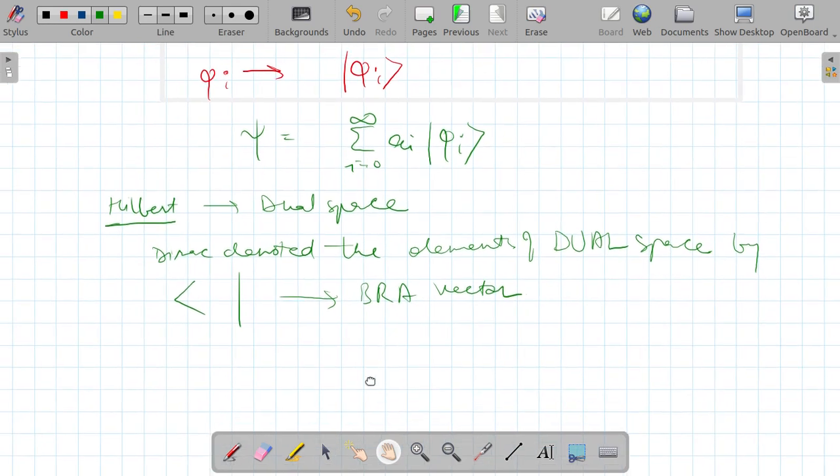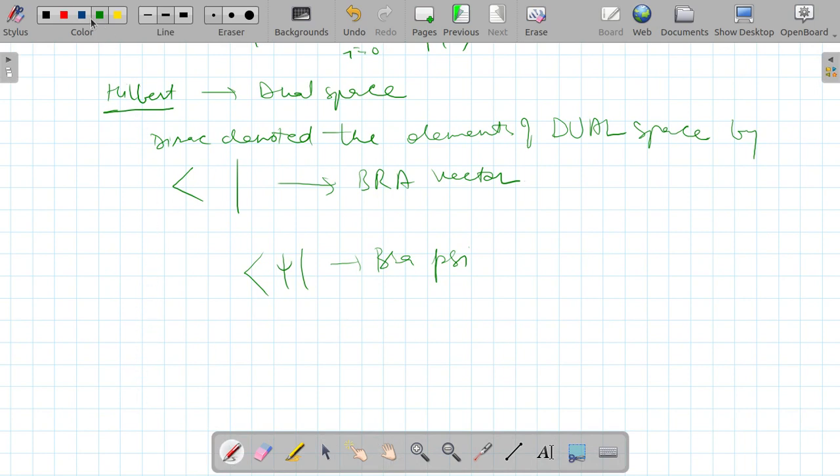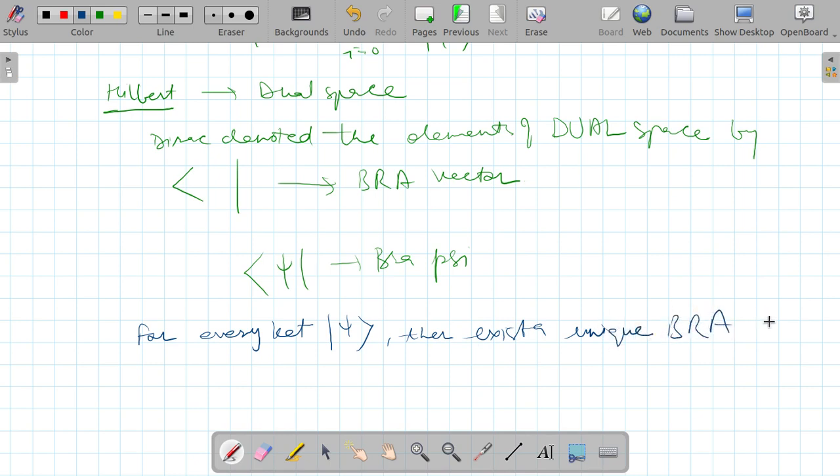So that means this is pronounced as bra psi, and what we are concluding is that for every ket there exists a unique bra. So this idea was given by Dirac.